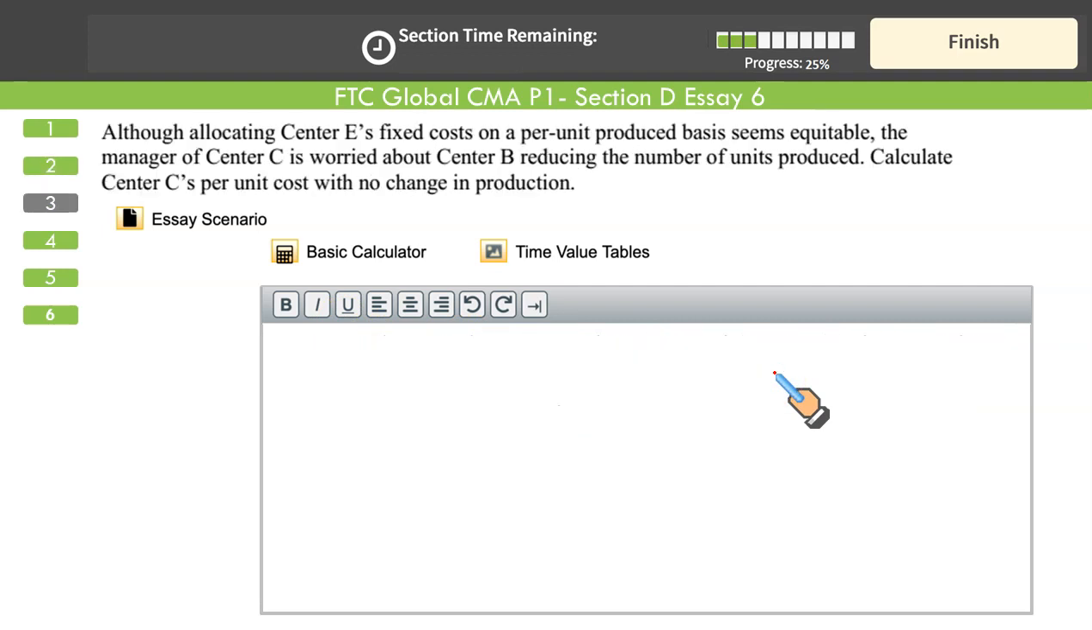Right, done. That's all. Next, although allocating center E's fixed cost on a per unit produced basis seems equitable, 22,500 is the equitable basis, the manager of center C is worried about center B reducing the number of units produced. Calculate center C's per unit cost with no change in production.